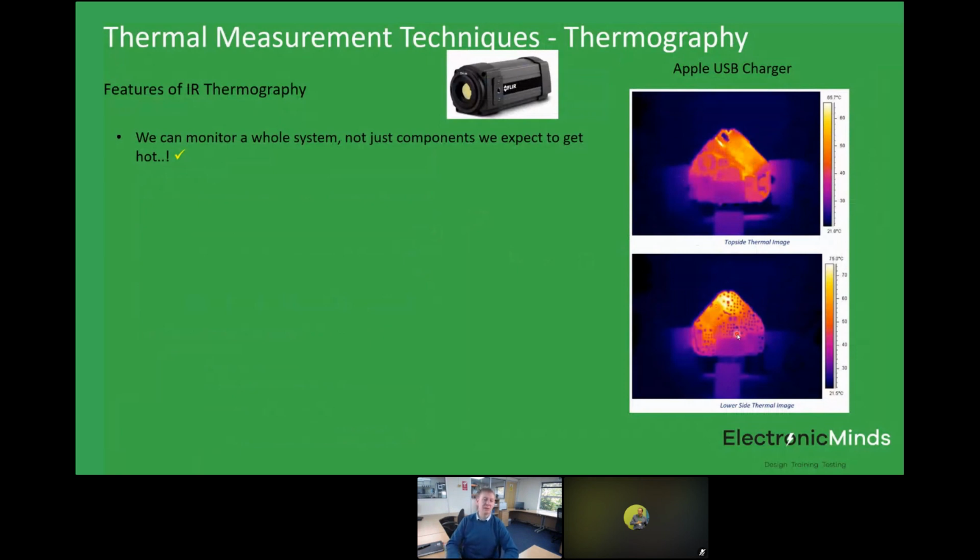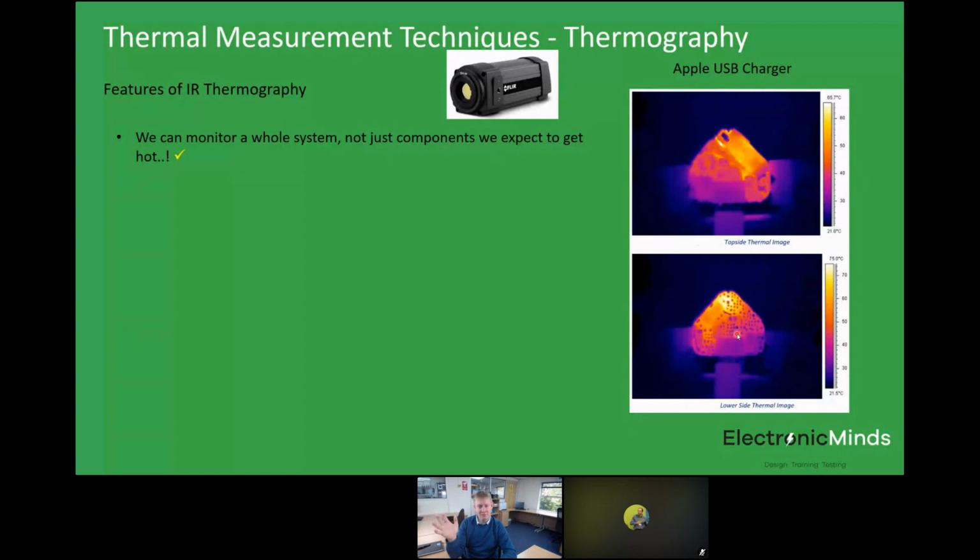The great thing about a thermal camera approach like this is that you can monitor the whole system, that whole power converter, not just the components we expect to get hot. And that's actually a really, really important point. Now, when you're using the thermocouple approach I described in the previous slide, you've got a limited number of thermocouples typically, and you're only going to think about using them on components you expect to get hot. And you'll measure the temperature, and that's fine.